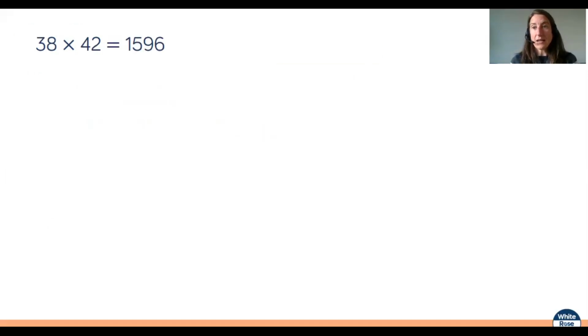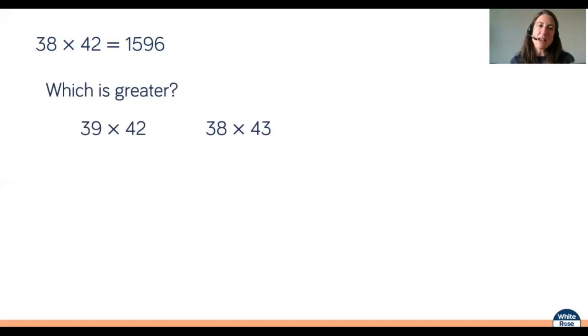We can also consider developing number sense when multiplying a 2-digit number by a 2-digit number. So here we have a fact: 38 multiplied by 42 is equal to 1,596. And we're going to ask a question around this fact. The question is this: which is greater, 39 multiplied by 42 or 38 multiplied by 43? Quite a tough one to think about without a diagram.